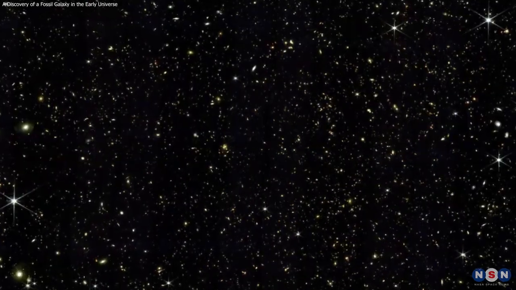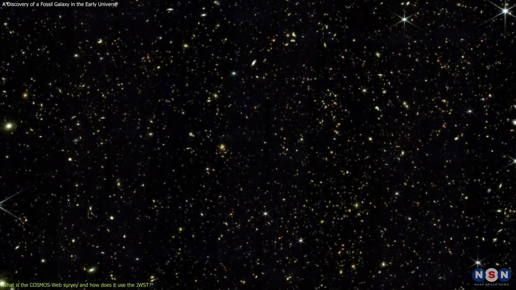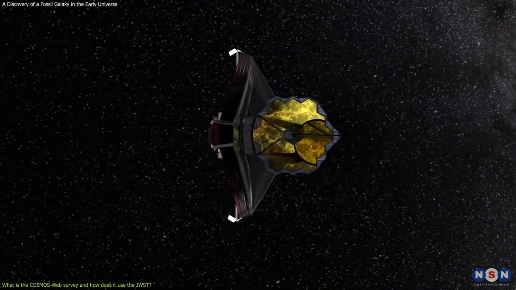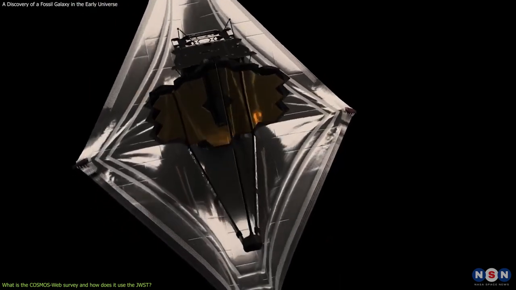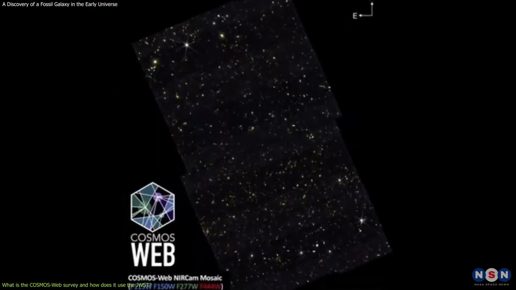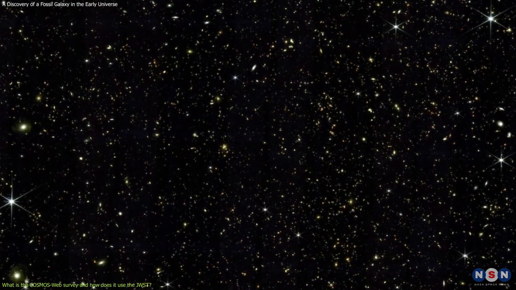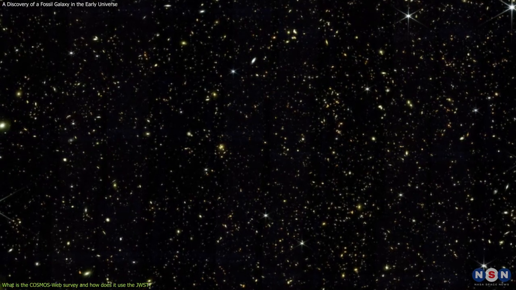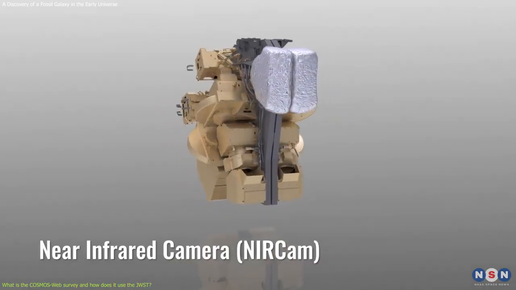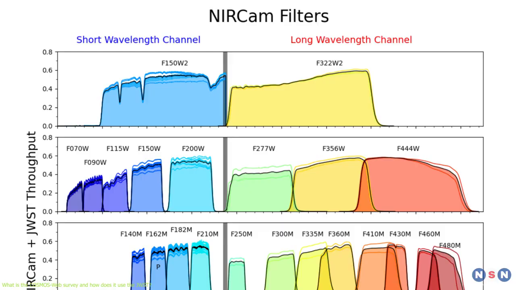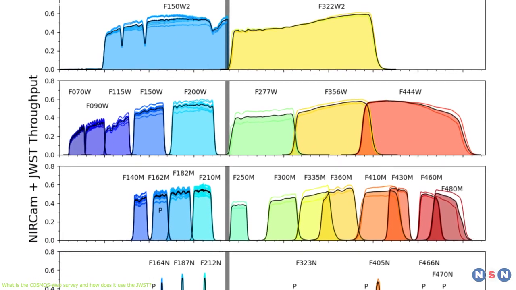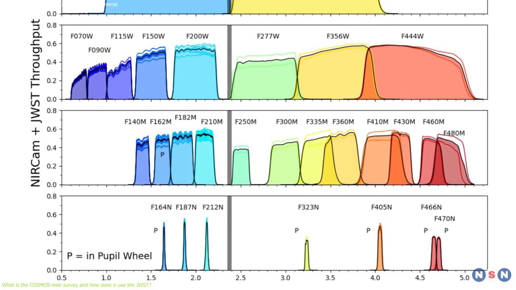The Cosmos Webb Survey is a project that aims to study up to 1 million galaxies using the James Webb Space Telescope. And with its 4 scientific instruments, they can observe the infrared light from the universe with unprecedented resolution and sensitivity. One of these instruments is the near-infrared camera, which is the main camera that can take images of the sky in 9 different wavelength bands, ranging from 0.6 to 5 microns.